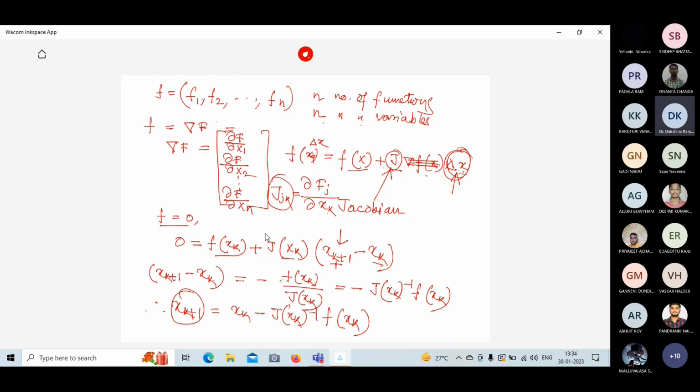If we start from any random point xk, xk is any point from where we can start to optimize the function or minimize the objective function j theta. So this is the point from where we start, and we get the next point xk plus 1, which is given by xk, the current point, minus j xk inverse into f of xk.